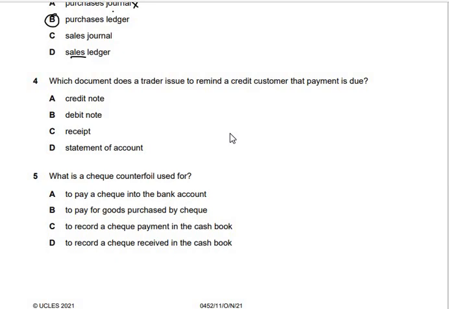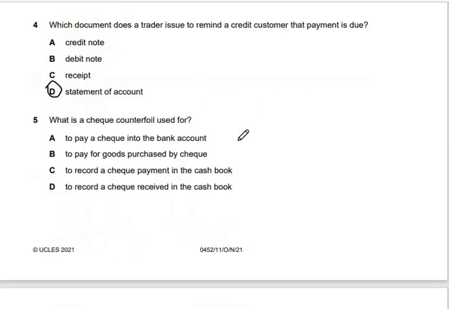Debit note, that means the customer will send a debit note and the supplier will send a credit note. Receipts are for cash payment or bank payment. And a statement of account is the reminder to the customer on the payment due.